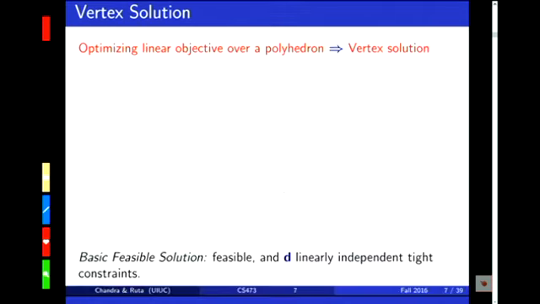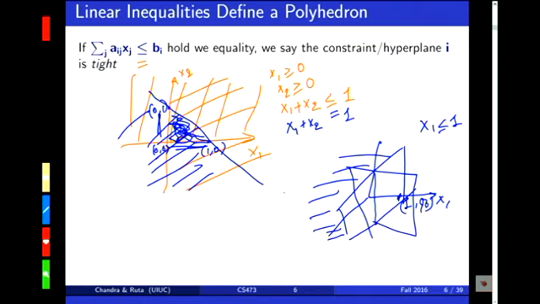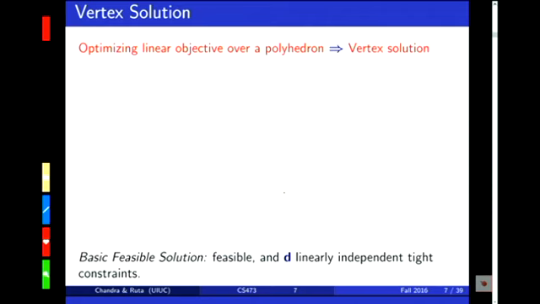Now the vertices of the polyhedron are also called basic feasible solutions. This is how the problem in the homework is defined, right? It's about basic feasible solutions. So a basic feasible solution is just a feasible vertex. Formally, it's a feasible point where the linearly independent constraints are tight. Okay, and we will just say that constraint i is tight if this inequality holds with equality. We'll just say the hyperplanar constraint is tight. Okay, any questions?